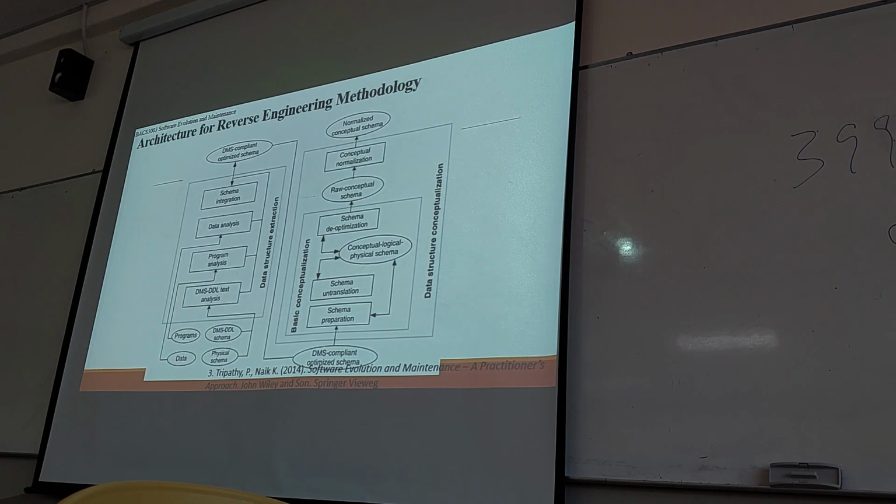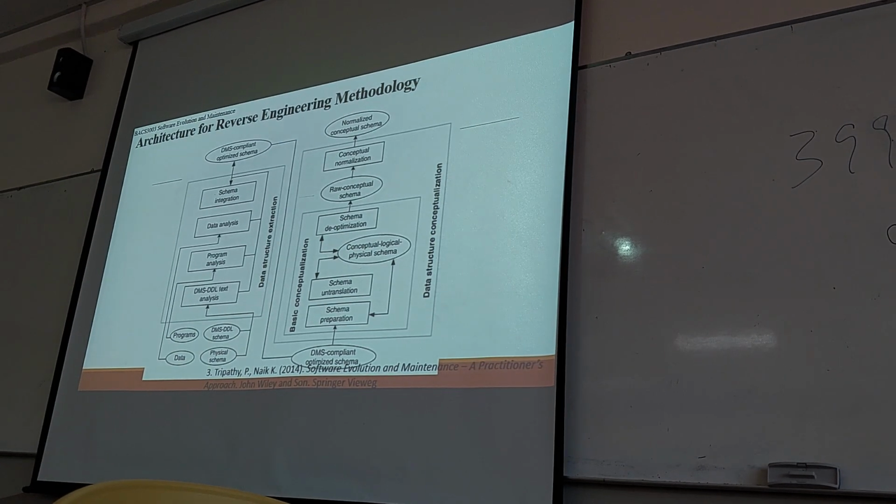This is the diagram for the reverse engineering methodology. At this side is the data extraction. This side is the data conceptualization. At the end, what it produces is the conceptual schema of the existing database. From this conceptual schema of the existing database, you may start to do your forward engineering. Understand? So this is the data reverse engineering methodology.